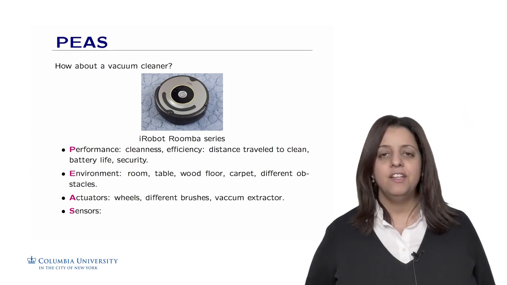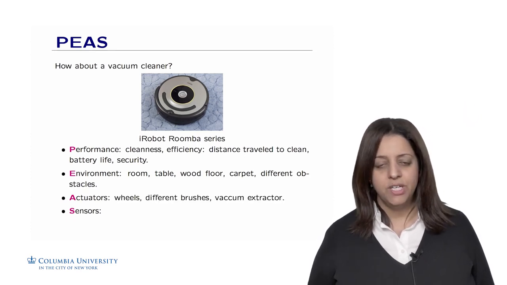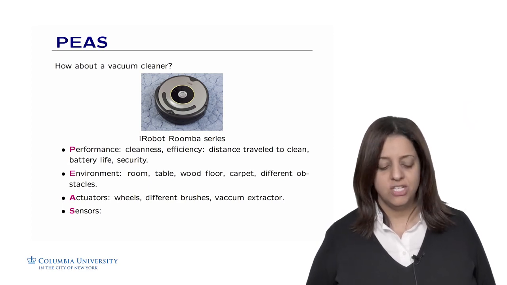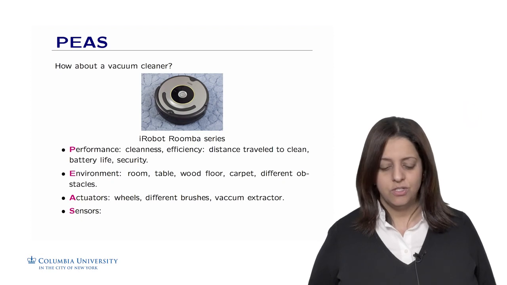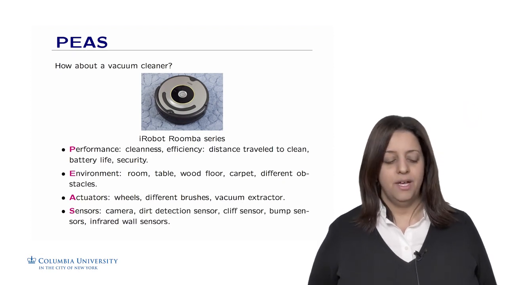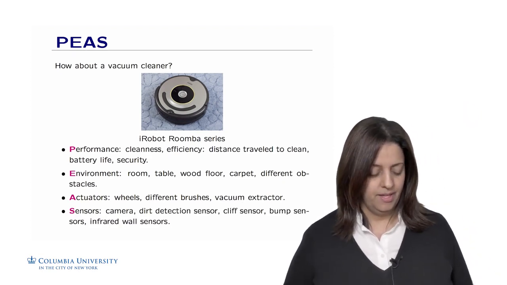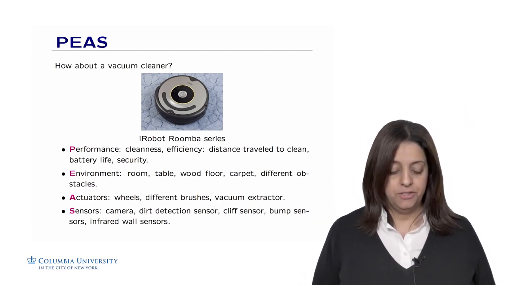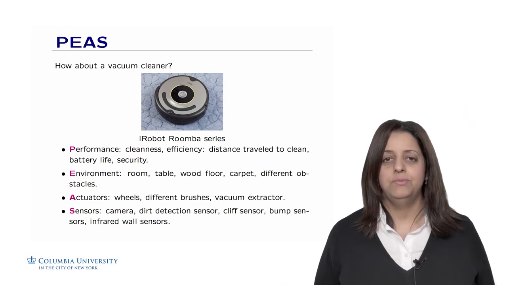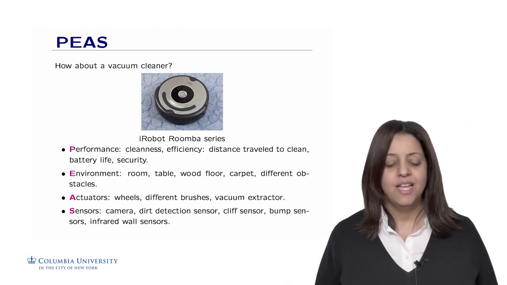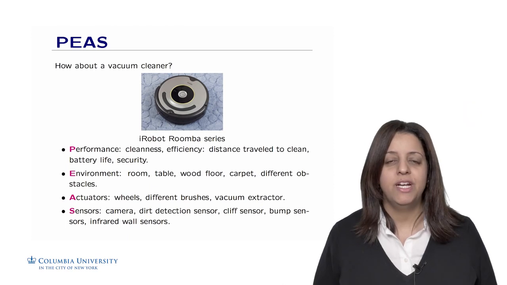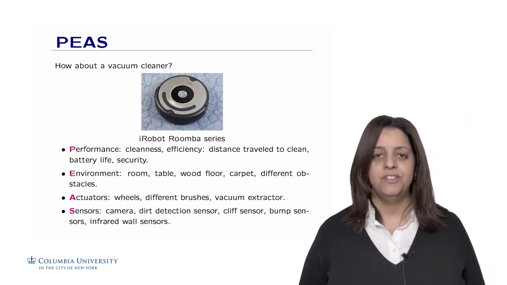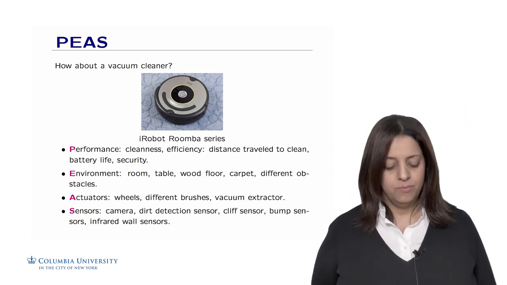Finally, the actuators are the hardware of the vacuum that includes the wheels, the different brushes, along with the vacuum extractors to clean the dirt. And finally, the Roomba or the vacuum cleaner includes several sensors. This includes the camera, a dirt detector, a cliff sensor. You don't want the Roomba to fall down the stairs. A bump sensor, because you don't want the Roomba to ruin all of your furniture, so it has to really detect whenever there is something that the Roomba will hit.